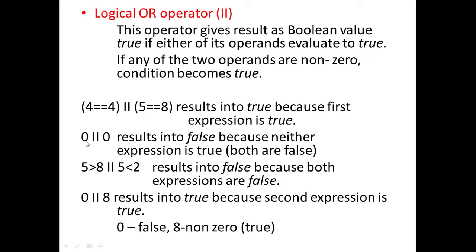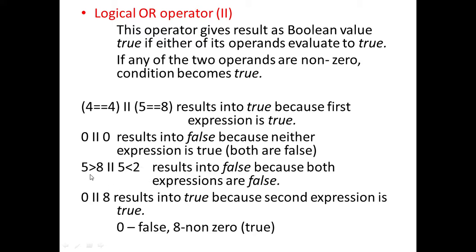Now here 0 means false, and 0 here also means false. So it will result into false because both are false. Neither expression is true. If both the expressions are false, it will give us the answer as false.